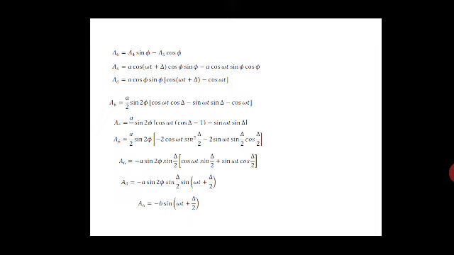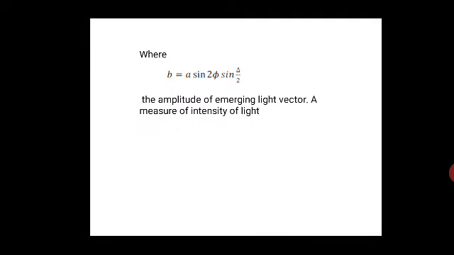On simplification, we can reduce the equation to A6 is equal to minus A sin 2 phi sin delta by 2 into sin of omega t plus delta by 2, or A6 is equal to minus B sin omega t plus delta by 2, where B is A sin 2 phi into sin delta by 2. See, this is the amplitude of the emerging light which is coming out of the analyzer, and A is the amplitude of the incident light.